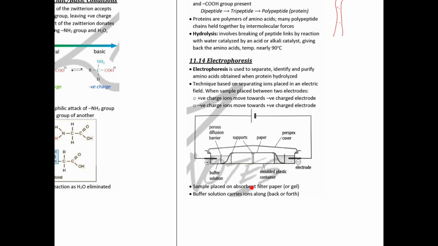The sample is placed on absorbent filter paper or gel. For this case it's a paper, and the sample you put in the middle. Buffer solution carries ions along, back and forth. You can see we put buffer solution here. A buffer solution is basically a solution that maintains the pH, so it won't change in pH. When pH changes, the charge also changes, so we don't want that to happen.